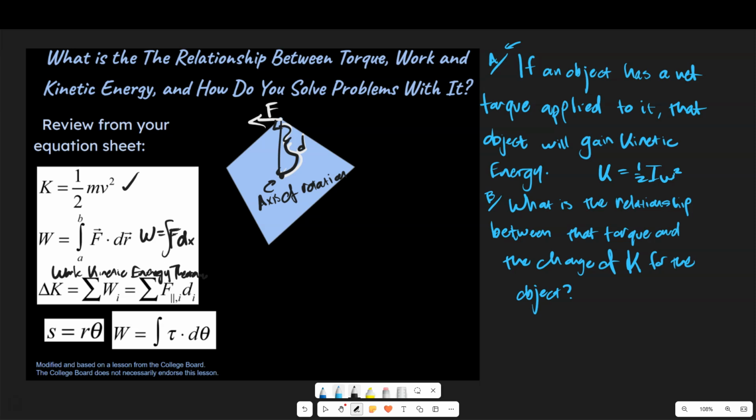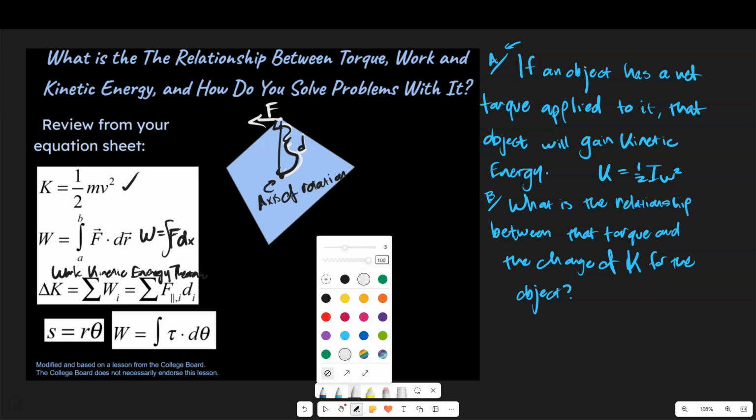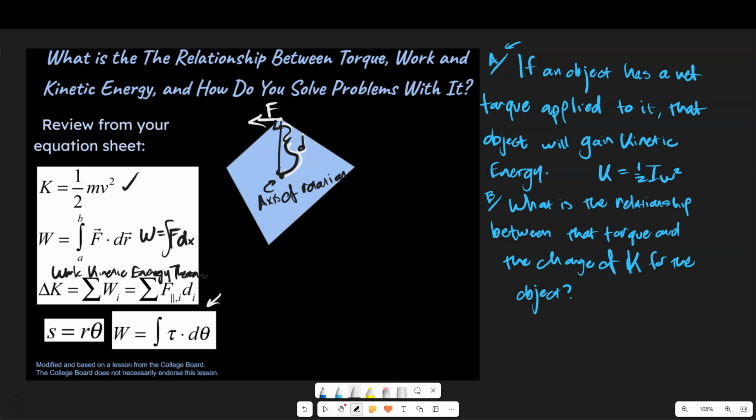What we do want to get to is this idea that work is equal to a torque d theta. So how do we get there? Let's think about this. Like I said, we have this equation right here where we said work is equal to the integral of f dx.